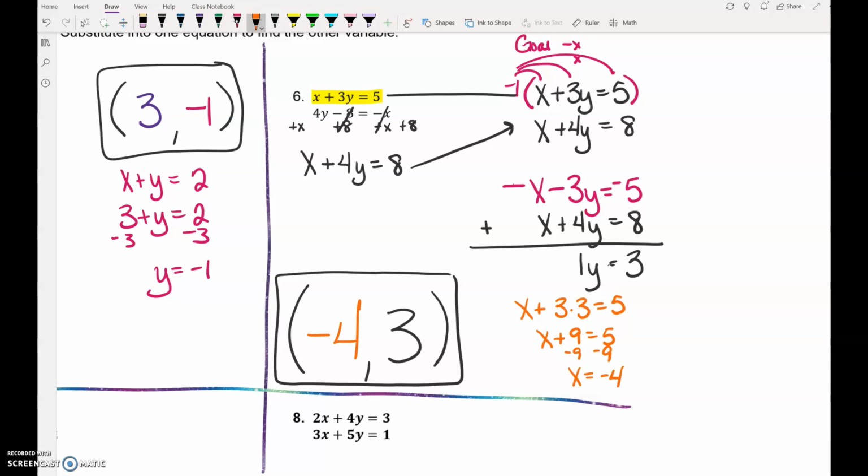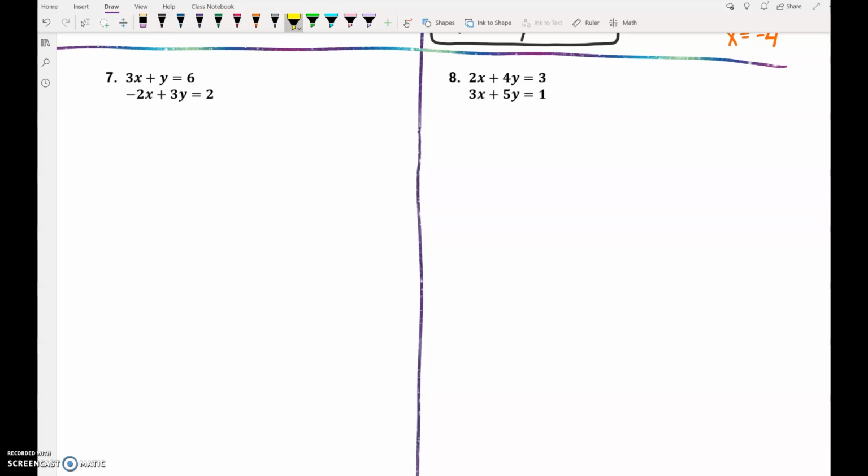Our solution is (-4, 3). Number 7 has a couple of options. I see that we've already got a positive and a negative, so we could probably make the top be positive 6x and the bottom be negative 6x, but that would involve multiplying both equations, and if we can avoid that, we should.